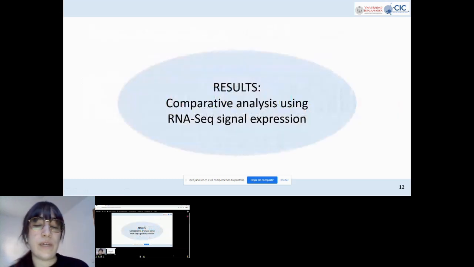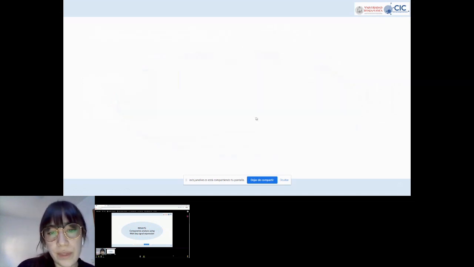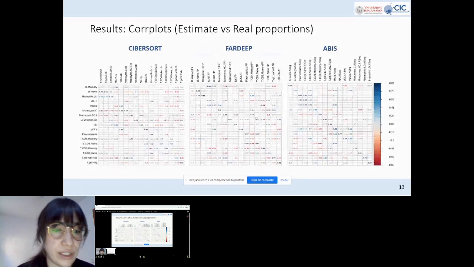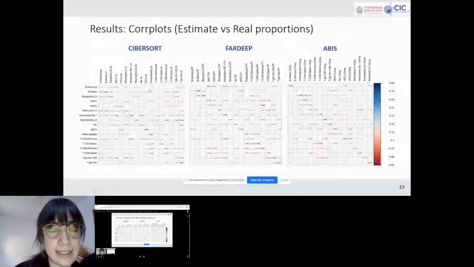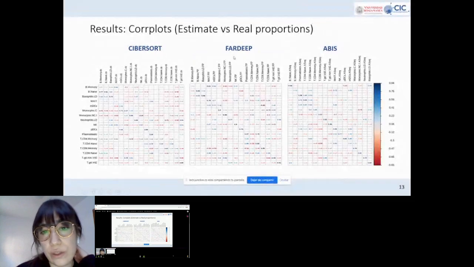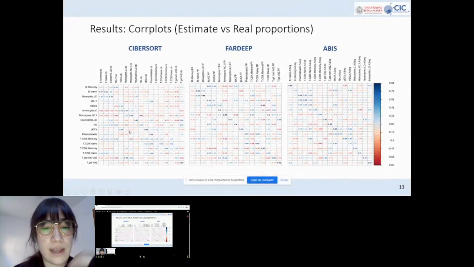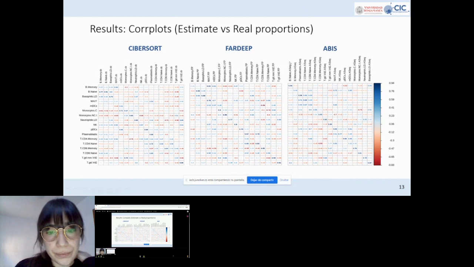In the second part of our study, we perform a comparative analysis using RNA-seq signal expression data. As in the previous case, this plot shows the correlation coefficients between the real and estimated cell types for Cibersort, FARDIP, and ABIS. As an overview, all correlation coefficients were similar, but the values for Cibersort were a little lower than FARDIP and ABIS.